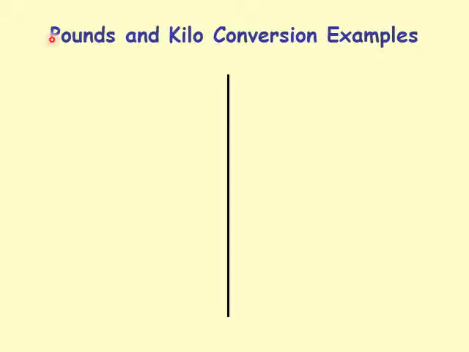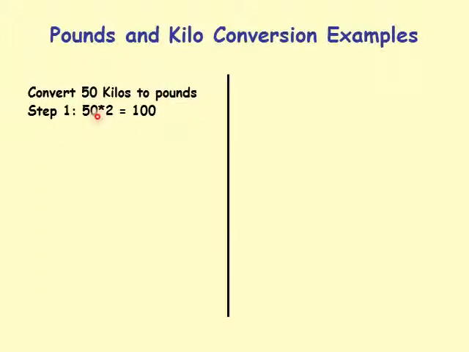Let's take some pounds and kilo conversion examples here. Convert 50 kilos to pounds. Step 1 is multiply by 2, so 50 times 2 is 100. Second step is to add a tenth of this number I got in the first step. 100 plus 100 divided by 10 is equal to 110 pounds. So 50 kilos converted is 110 pounds.